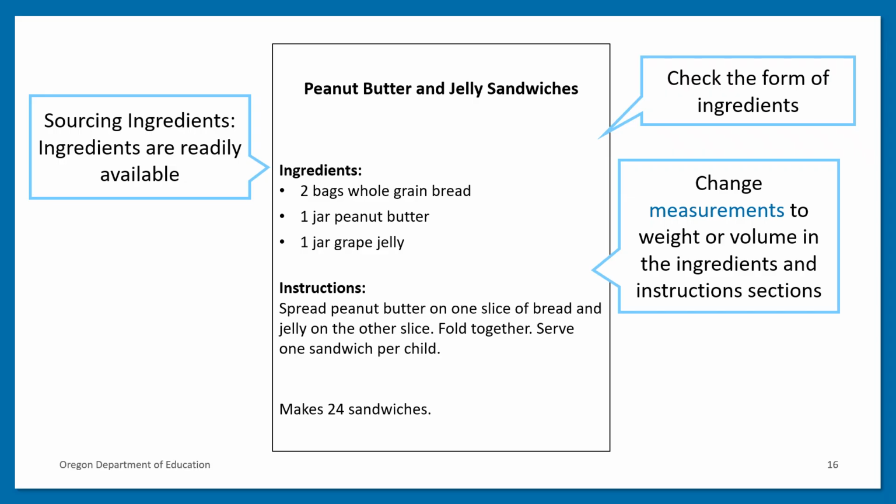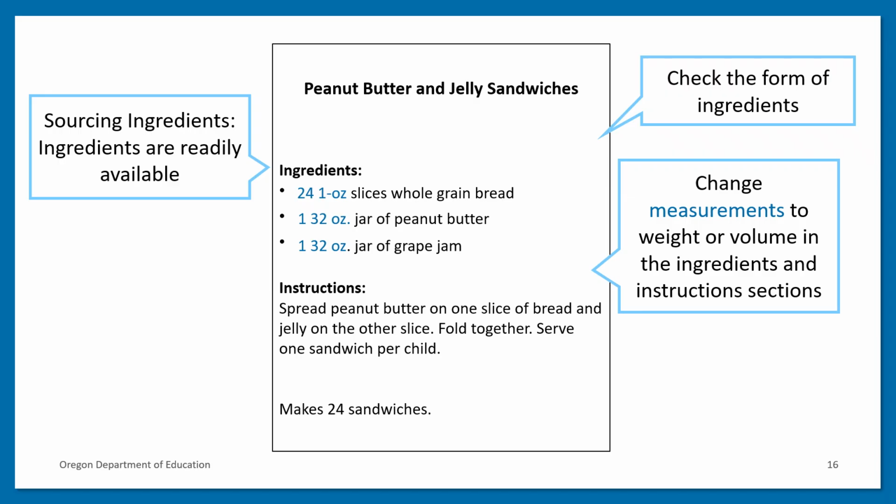The measurements for the bread is by bag, while the peanut butter and jam are by jar. How many slices of bread are in each bag, and how large are the jars? You will need to find out and update the recipe. After checking your pantries or your vendor receipts, you might see that the bags of bread include 12 1-ounce slices each, so you will have 24 1-ounce slices of whole grain bread. In your pantry, you also see that the peanut butter and jam are in 32-ounce jars. You update the ingredients to include the jar sizes.